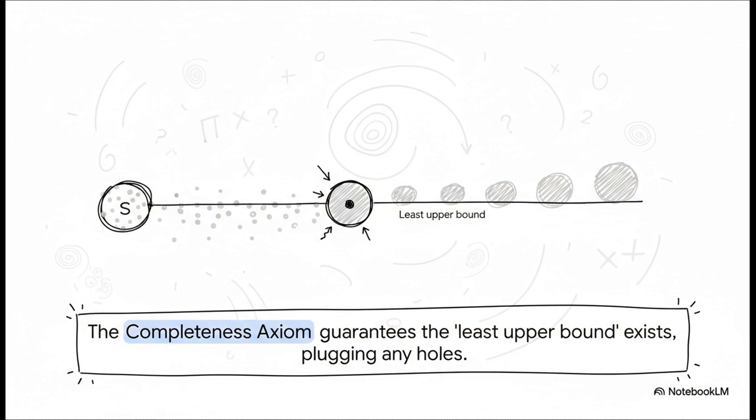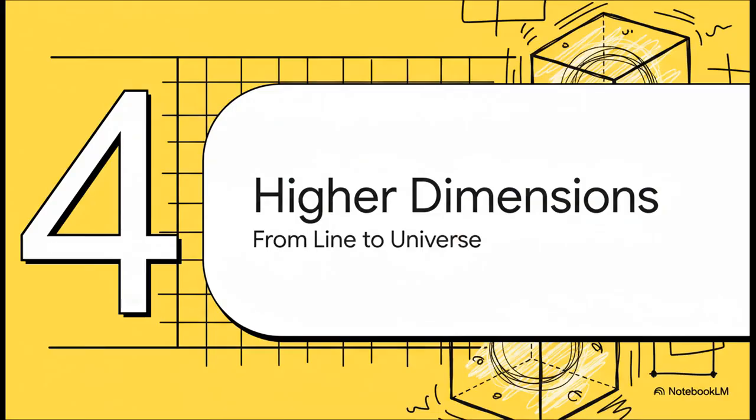It's like the perfect cap that seals off the set, leaving absolutely no room for a gap or a hole right where the boundary should be. It's the mathematical guarantee of a solid line. Okay, so we did it. We've built a perfect, one-dimensional, gap-free line.